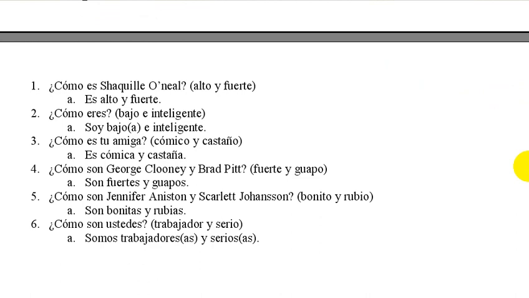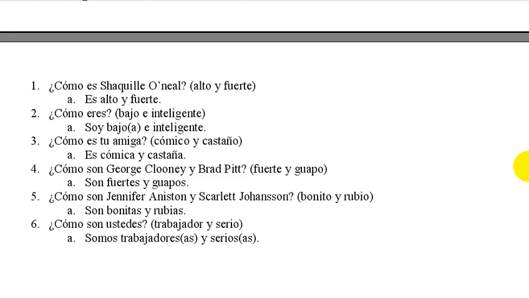¿Cómo es Shaq? Es alto y fuerte, or Shaq es alto y fuerte. ¿Cómo eres? Soy bajo e inteligente. If you're a girl, you'd be baja. 3. ¿Cómo es tu amiga? Es cómica y castaña, because she's a girlfriend, so she's cómica y castaña, she's female.